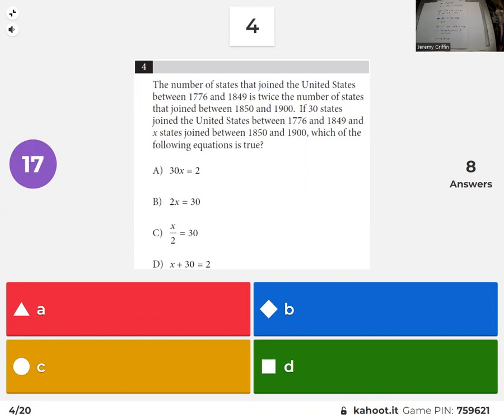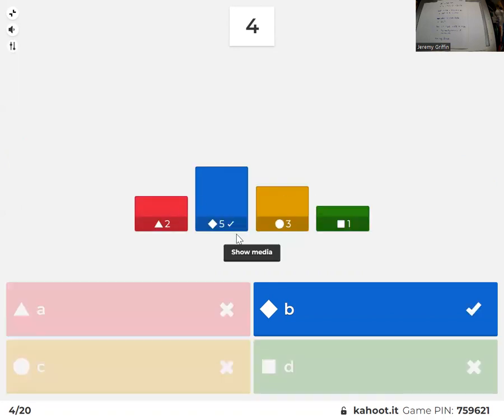The way I would do this personally is just solve for X and see which equation is consistent with that. So if there were 30 states originally, and it was twice X, then wouldn't X have to be 15? So they're originally 30, and then later on there were 15, right? I'm looking at choice B. 2 times 15 is 30, right?